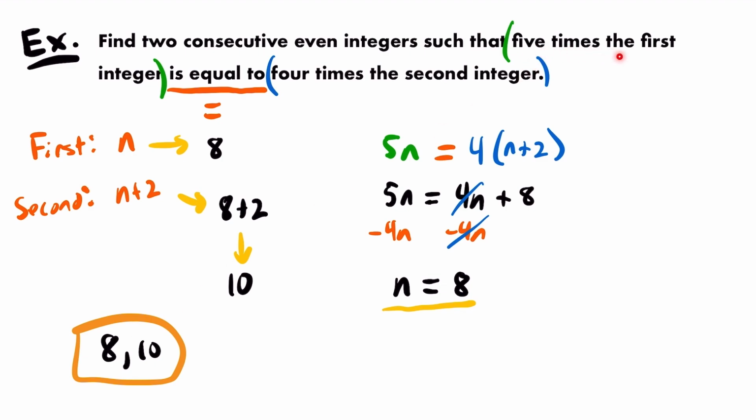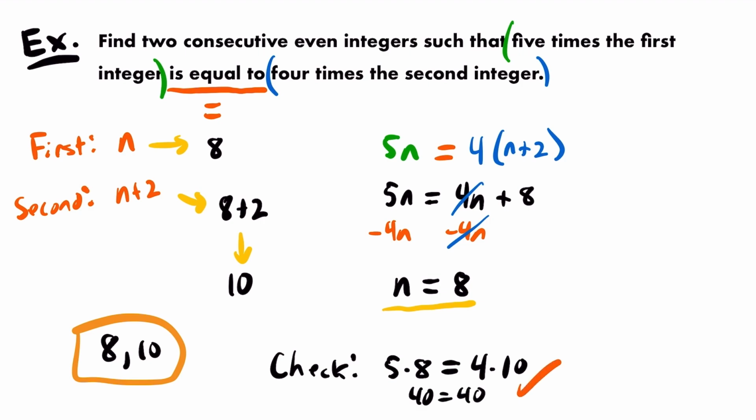So 5 times the first would be 5 times 8. If you want to check your work here, 5 times 8 should be equal to 4 times the second integer, so 4 times 10. All right, and is 5 times 8 equal to 4 times 10? Yes. 5 times 8 is 40, and 4 times 10 is 40, so you get 40 equals 40. That is a true statement. That checks out, so our answer here is correct. We found two consecutive even integers where this statement is true.